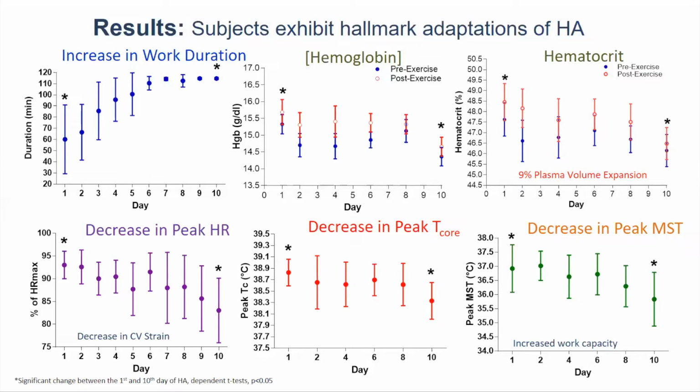Along with this, their rating of perceived exertion decreased from day 1 to day 10 as well. And that's probably reflected because of the decreased cardiovascular strain that they were feeling. And they probably felt a lot cooler because now with the higher sweat rates and increased plasma volume, they were able to keep their body temperature cooler on day 10 versus day 1.